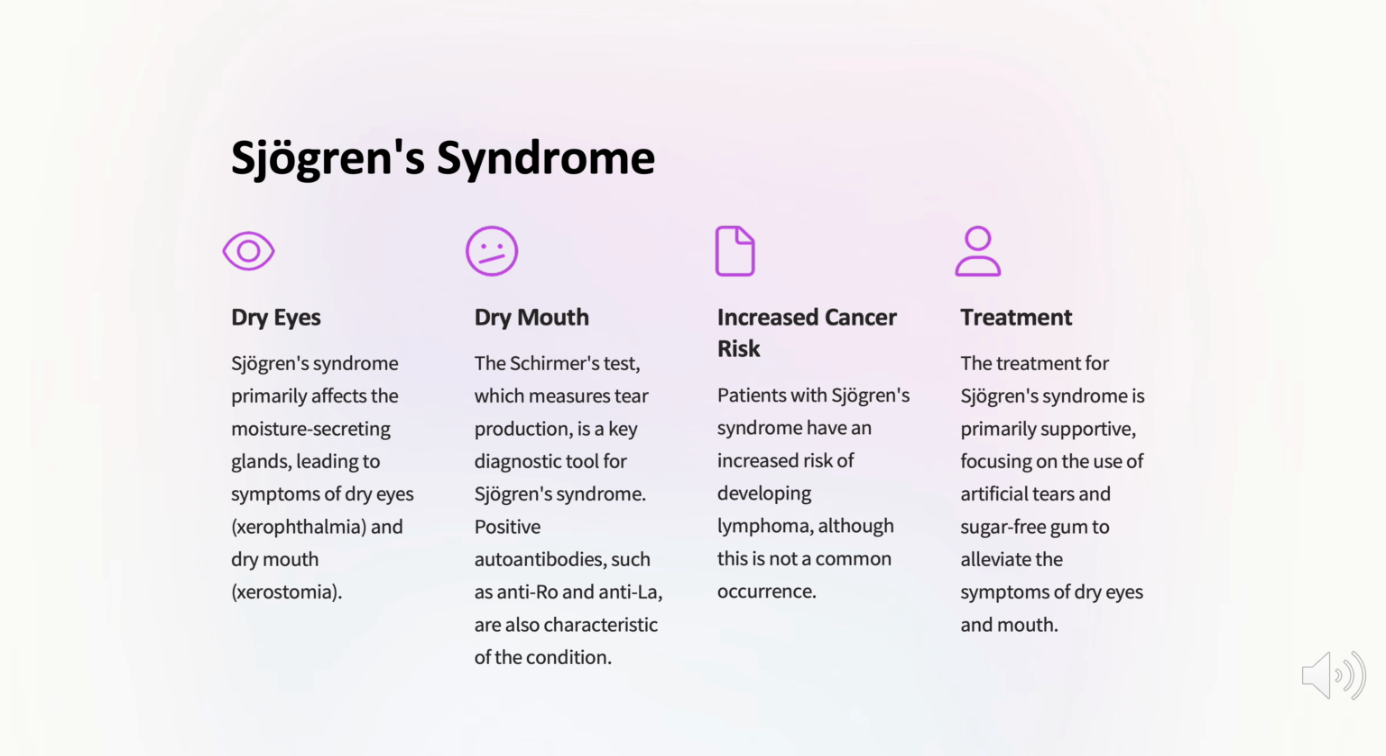The treatment approach for Sjogren's syndrome primarily focuses on supportive measures. This includes the use of artificial tears and sugar-free gum to alleviate the symptoms of dry eyes and mouth.